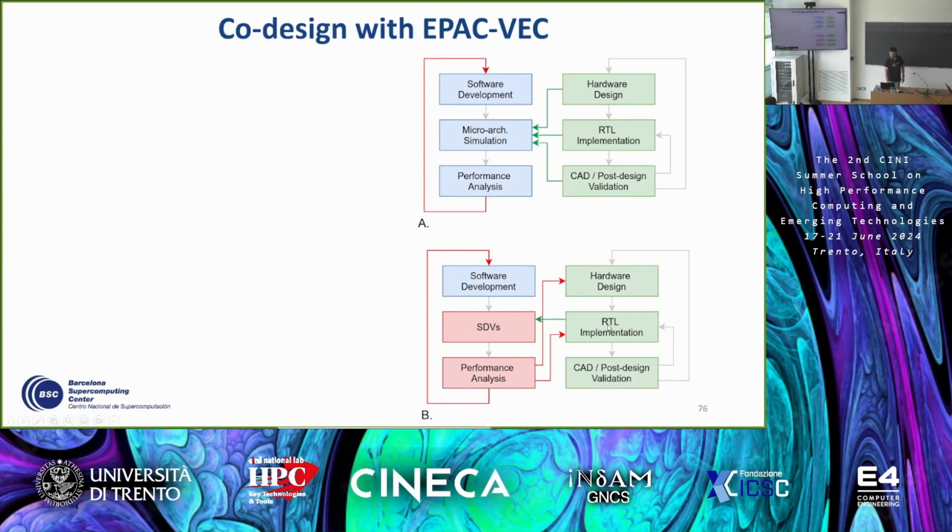We need the RTL implementation. We map that RTL implementation into an FPGA, and we boot an operating system there, and we give it to the software people. That's the idea. And we can do performance analysis faster because on the FPGA we can run faster than a simulator. And look, the important points are these two red arrows here. You see that there are no arrows from the software going back to the hardware in the classical world. Here we can provide feedback to the hardware people.